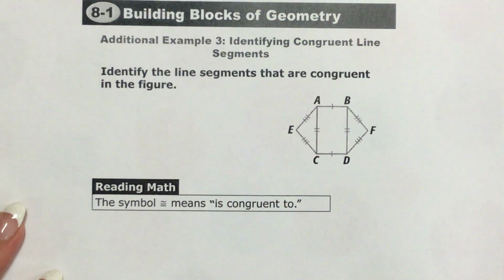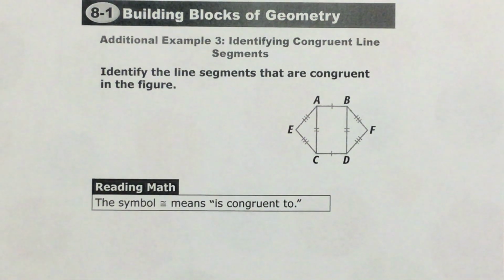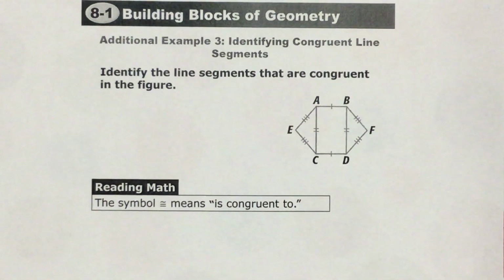Example three is identifying congruent line segments. What we're going to do is identify line segments that are congruent in the figure. To me, it looks like there are a lot of line segments that are congruent, so let's go for it.